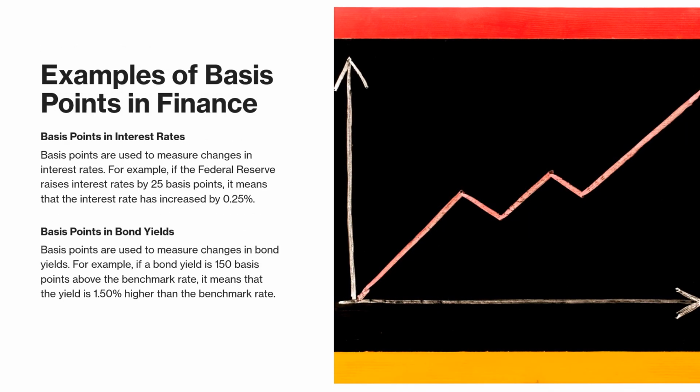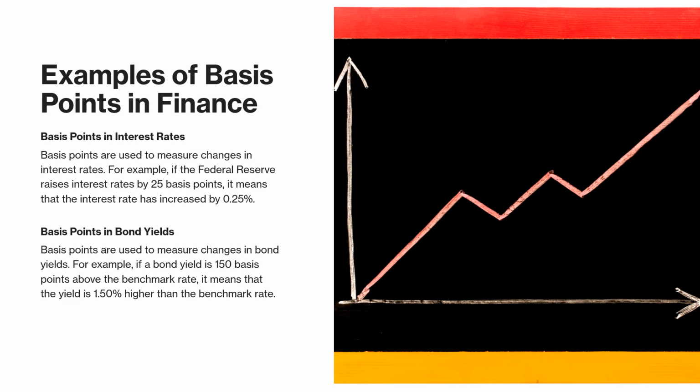Examples of basis points in finance. Basis points in interest rates. Basis points are used to measure changes in interest rates. For example, if the Federal Reserve raises rates by 25 basis points, it means that the interest rate has increased by 0.25%.